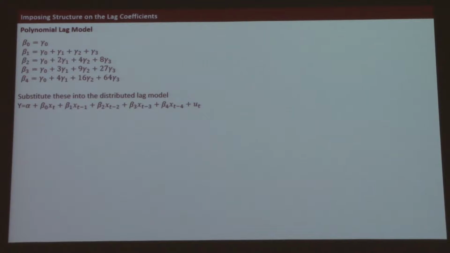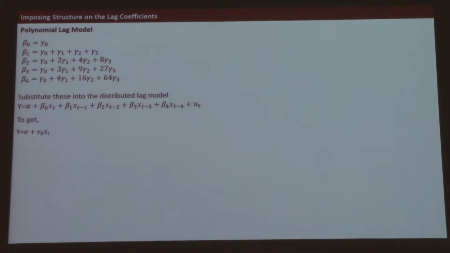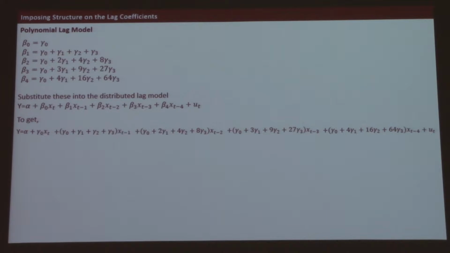So, does that make sense? We're going to substitute gamma 1, gamma 2, gamma 1 plus gamma 2 plus gamma 0 plus gamma 1 plus gamma 2 plus gamma 3, and collect like terms into beta 1. So that's substituting for beta 0. That's hard. That's substituting for beta 1. That's substituting for beta 2. That's substituting for beta 3. And that's substituting for beta 4.